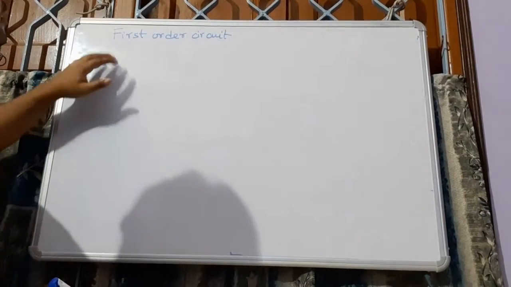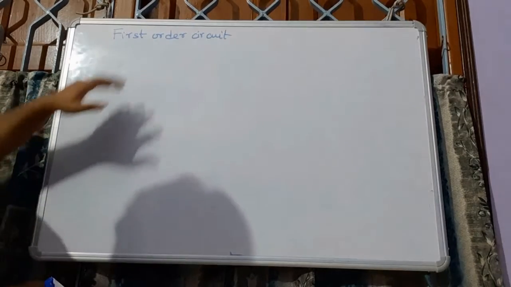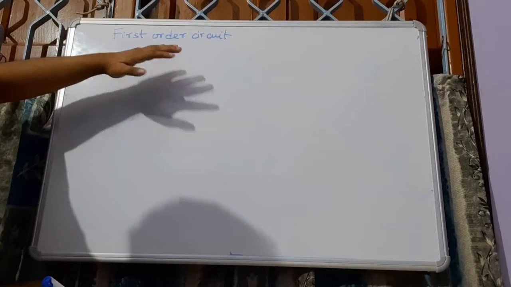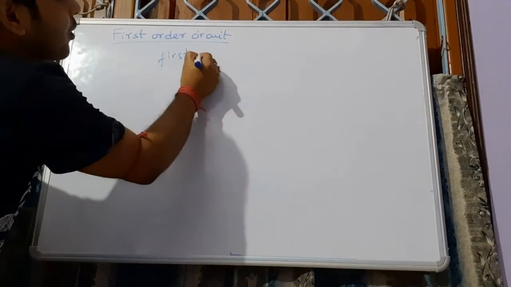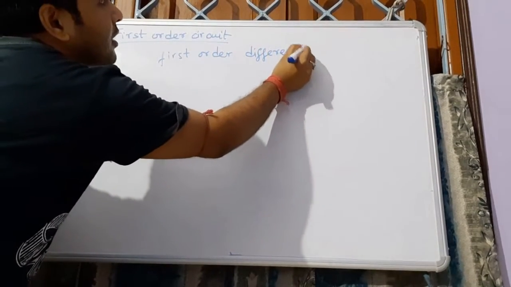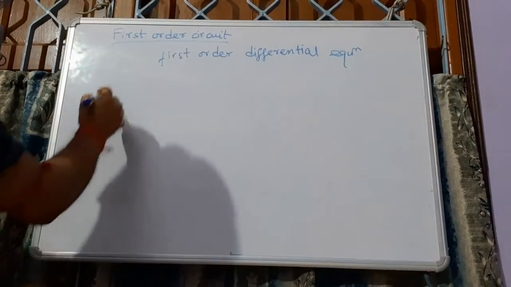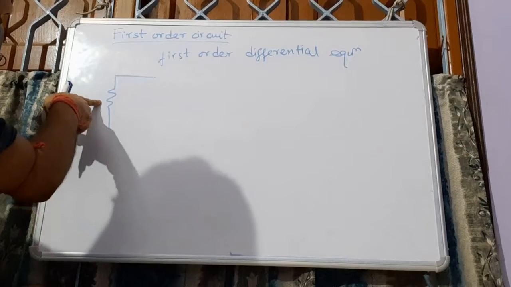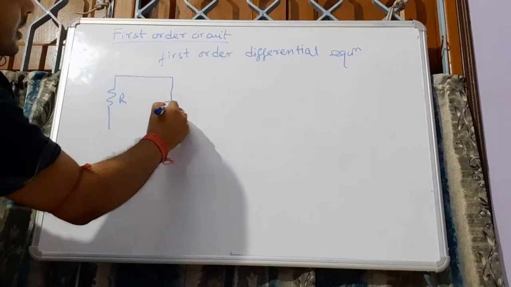In this tutorial we will see the first order circuit. Okay, first order circuit, what do you mean by first order circuit? The circuit has various parameters that will build a first order differential equation. So first order differential equation. Okay, now say for a circuit like this, say a circuit containing a resistor R and a capacitor say C.